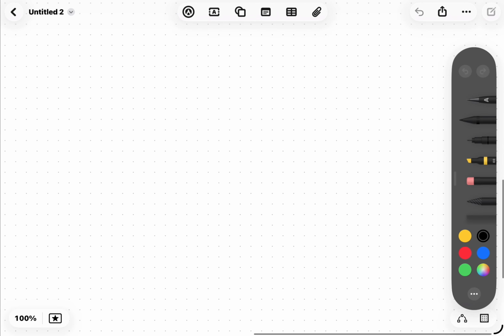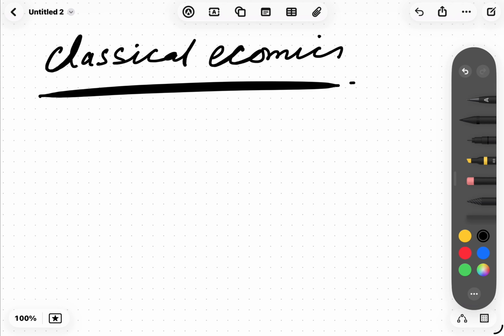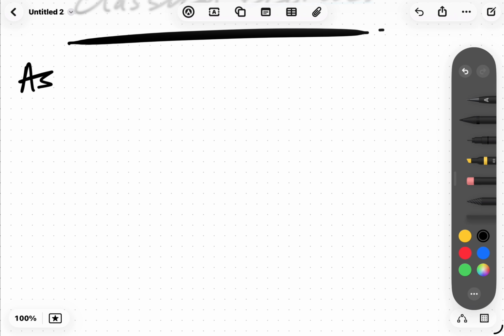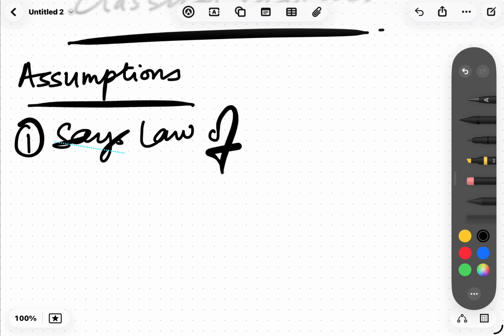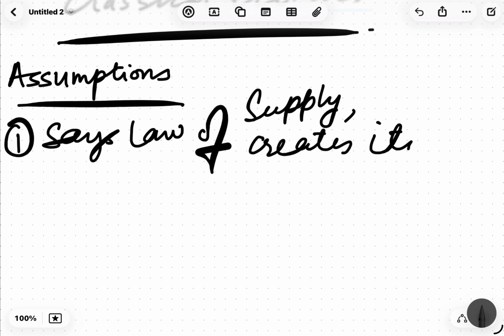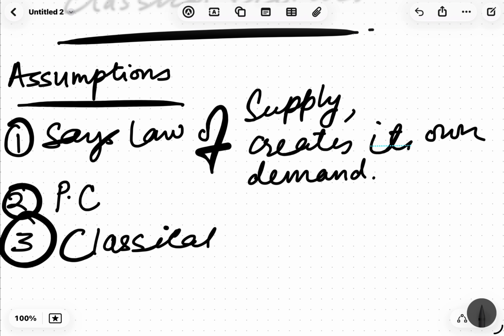So, hello everyone. In this part of our series, we are going to speak on classical economics. Classical economics has the following assumptions. First is Say's law: supply creates its own demand. Second assumption is that there is perfect competition in the market. Third assumption is the classical dichotomy. Right? Classical dichotomy, I'll explain it in detail. Let me just list down.